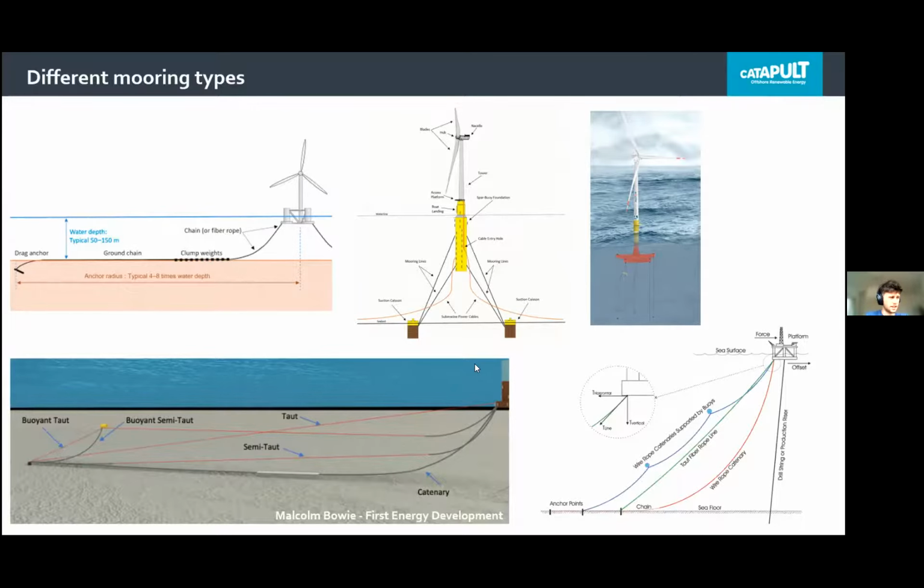With the current designs that we're investigating, we're seeing a lot of combined systems, where we're looking at semi-taut systems. This can give the benefits of a taut system as well as a catenary system, where we're quite often using buoyancy elements to ensure that synthetic lines are not touching the seabed, and then we're using clump weights and chain segments to provide more of a restoring force. And these kinds of ideas are already being used in the oil and gas industry as well.